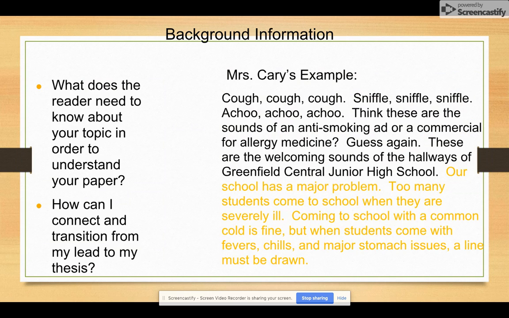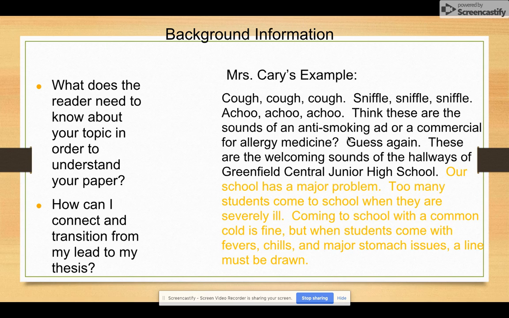You can go back and look at these further. But after you write your hook, you want your background information. So you want to ask yourself, what does the reader need to know about your topic in order to understand the paper? And then how can I connect and transition my lead, my hook, to my thesis so it doesn't sound choppy?